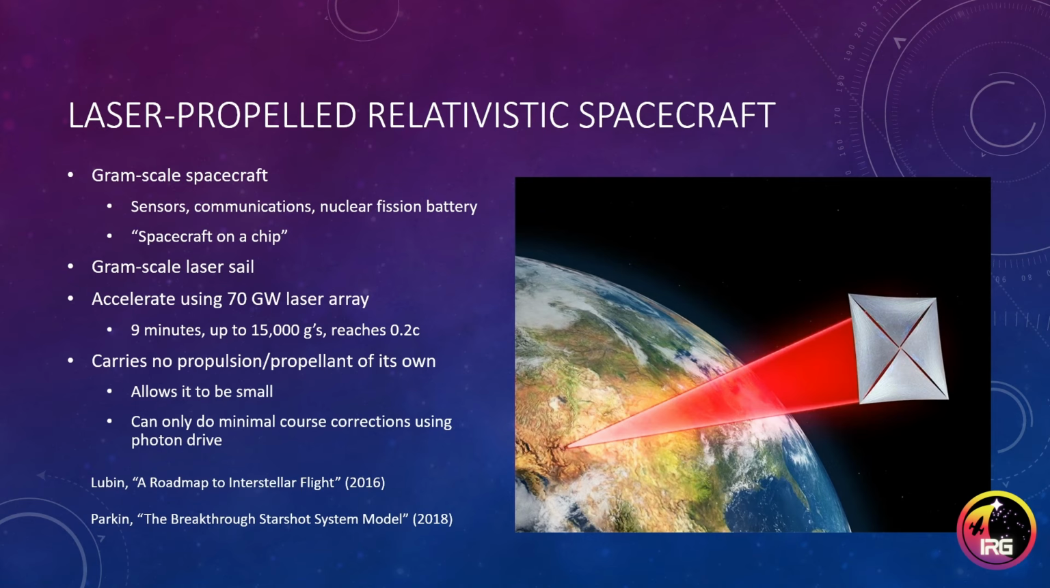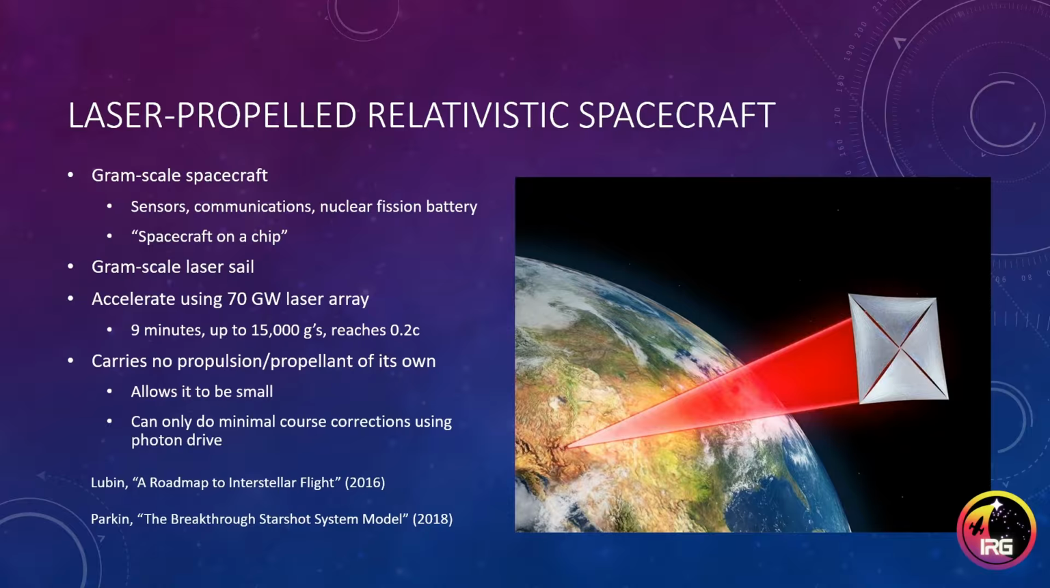In about 9 minutes of shining this laser on the sail, you can accelerate it up to 20% of the speed of light. That's about 15,000 Gs of acceleration. It carries no propulsion or propellant of its own, and that's important for a couple of reasons. One is that it allows it to be very small, which enables us to accelerate it very quickly because it has very little inertia. And also, that means it has no propulsion of its own, so it will not be able to course correct. Or at most, it could do some minor course corrections using a photon thruster.